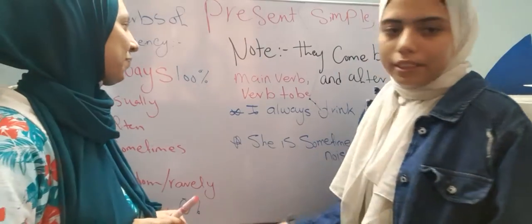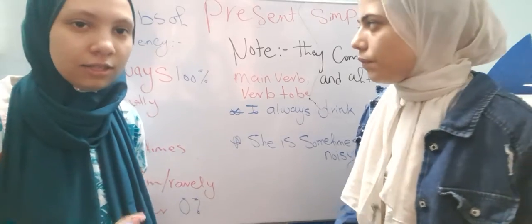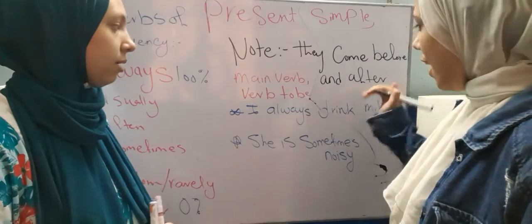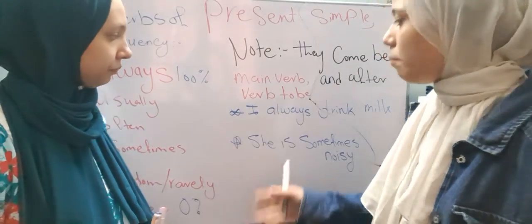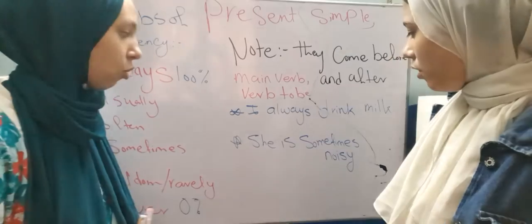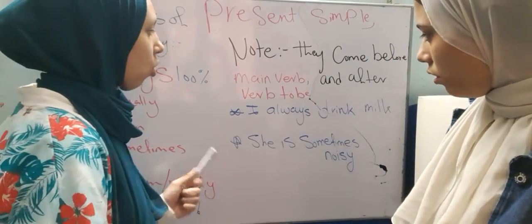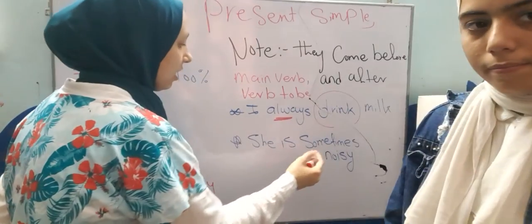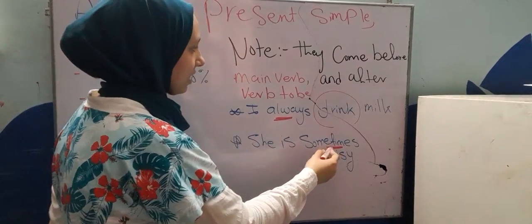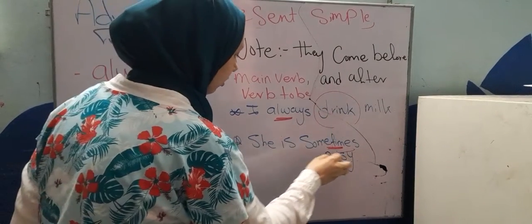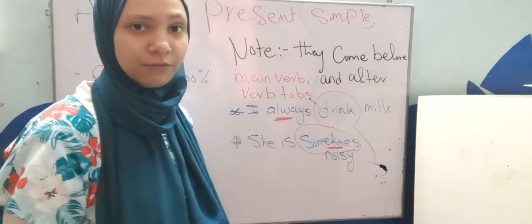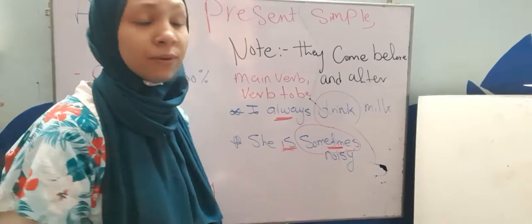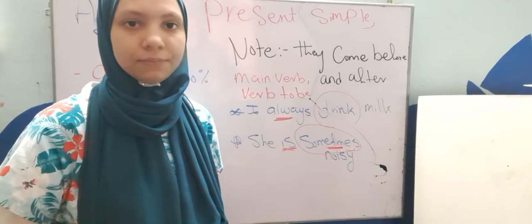Alright, then there's an important note which you need to know: where to put the adverbs of frequency. Actually, they come before the main verb and after the verb to be. As for example, I always drink milk. So here we put always before the main verb. But here, sometimes, the adverbs of frequency come after the verb to be.